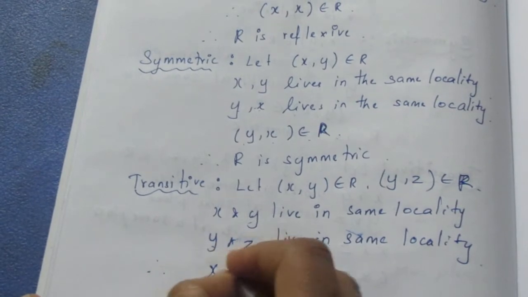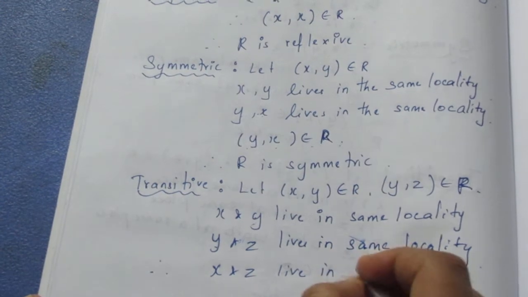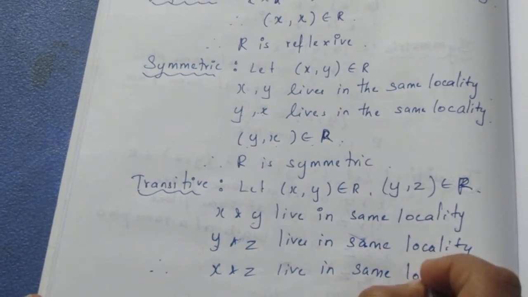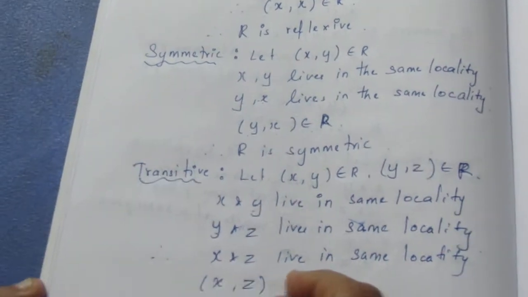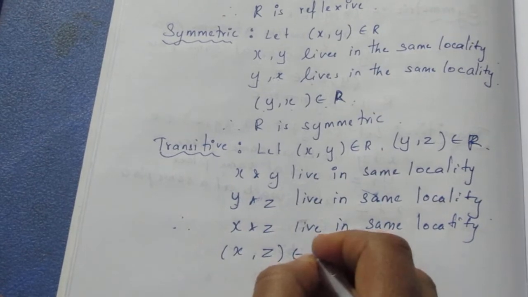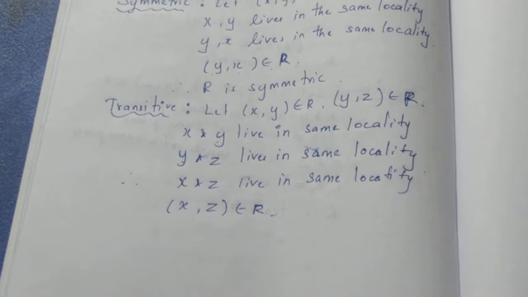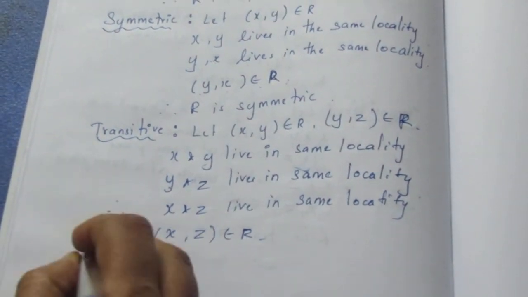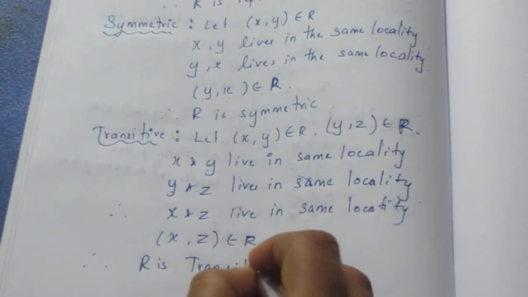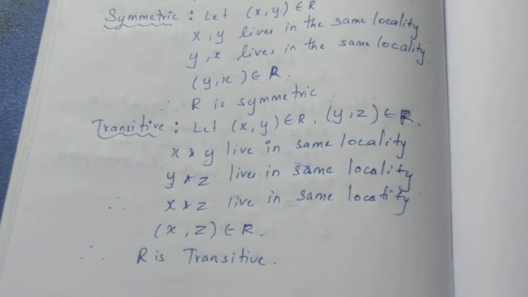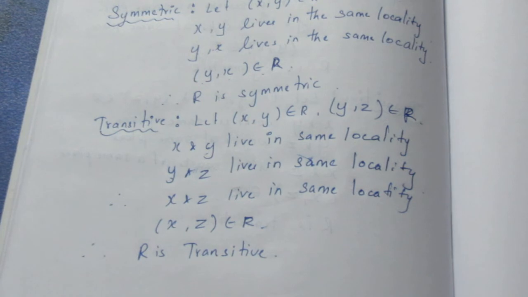Therefore, we can say that x and z live in the same locality, because we want to satisfy the given condition of transitive. This implies that (x, z) belongs to R because this satisfies the relation condition that they live in the same locality. Therefore we can say that R is transitive. Now the relation satisfies all three conditions. We can also say this is an equivalence relation because it is reflexive, symmetric and also transitive.